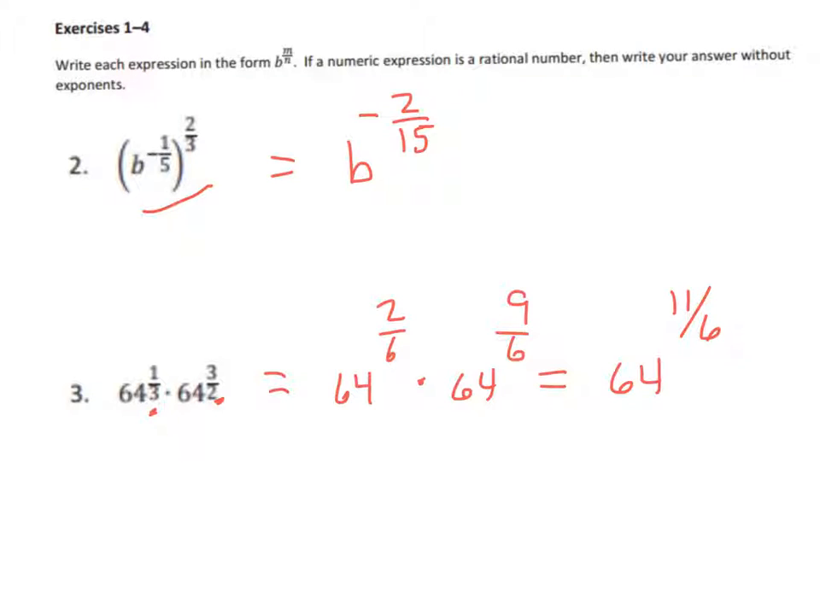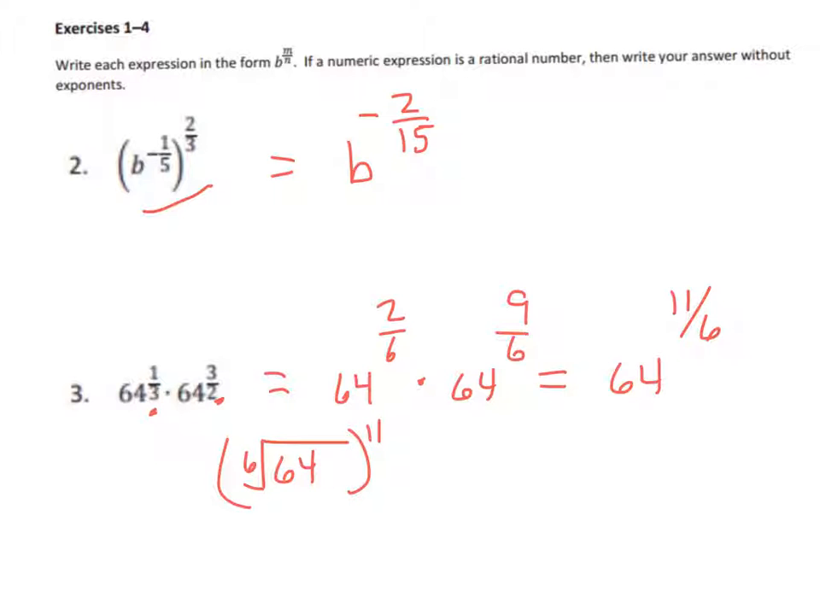So now, our directions on this one said, if the numeric expression is a rational number, and back here number 2 was not a rational number, then write your answer without exponents. So guess what? There's a rational number. We have to deal with this without exponents. So how do I deal with that? Well, that's 64. I have to take the 6th root of it, the bottom, and the whole thing to the 11th power, or stick the 11 inside.